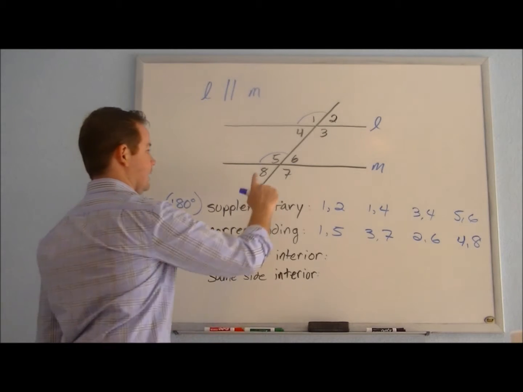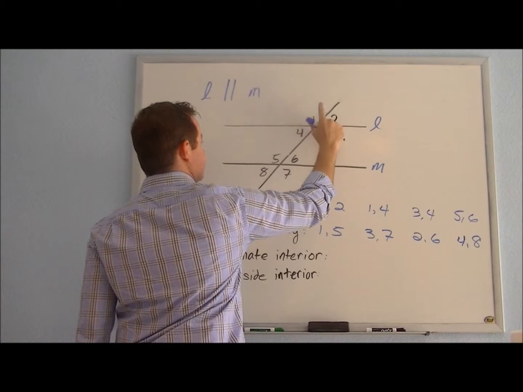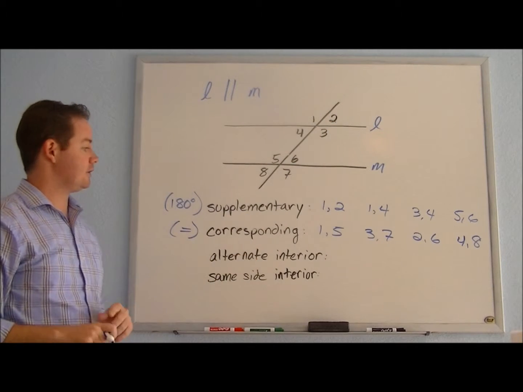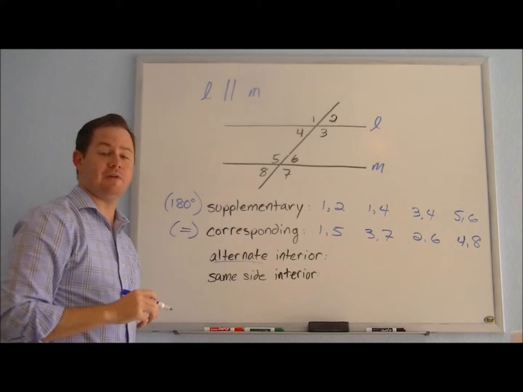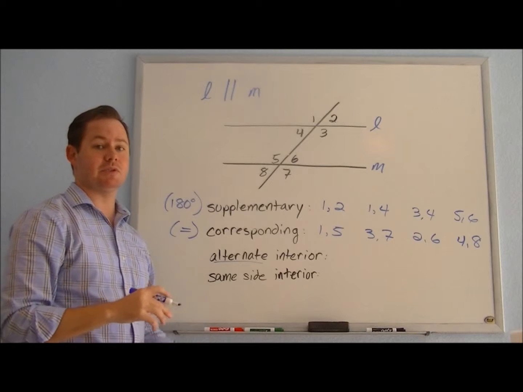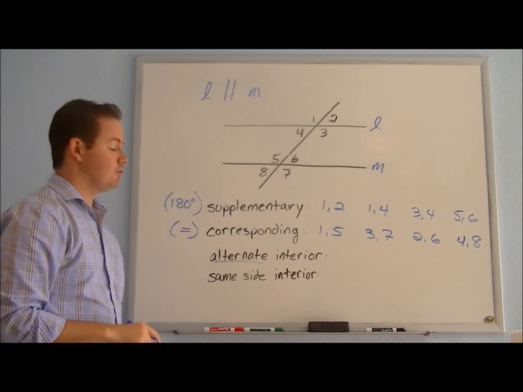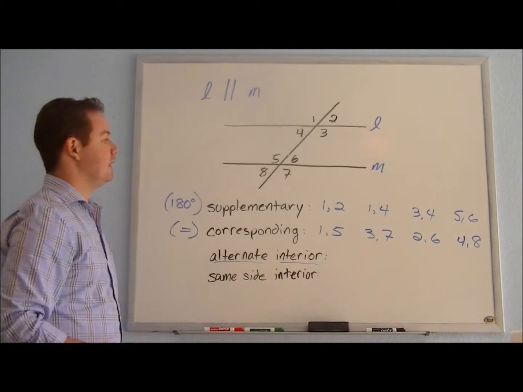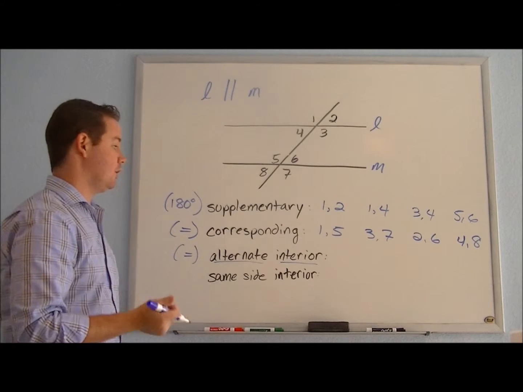Now, let's take a look at alternate interior angles, and for those, I'm going to hide those angle equalities. So alternate refers to the fact that these angles will be on opposite sides of the transversal, and interior refers to the fact that they will be inside the parallel lines, so closer to each other. And alternate interior angles will always be equal.